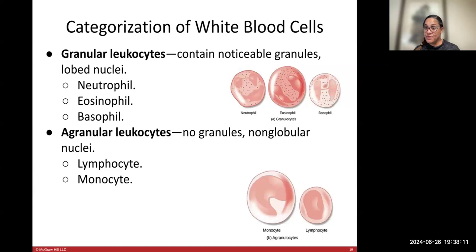There are two categories of white blood cells. There's granular leukocytes, which contain noticeable granules, or grains. And then agranular, which don't have the grains in them. We will go through all five of these. And grains are just the tiny little dots in there.